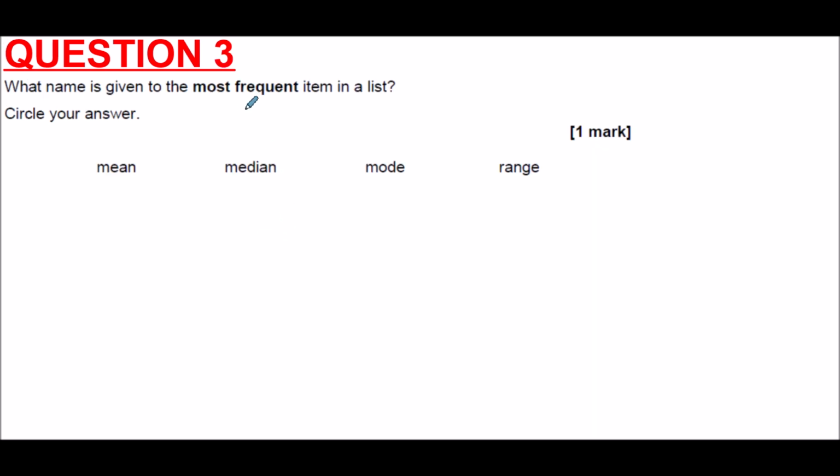Question 3, which is the most frequent item in a list? Simple as this, most frequent is the mode. Mode equals most, to put it simply. Mode is most. Mean is where you add everything together, then divide by the number of things you've just added up. Median is the middle number, once you put them in order of size, and the range is the highest take away the lowest. So most frequent is the mode.